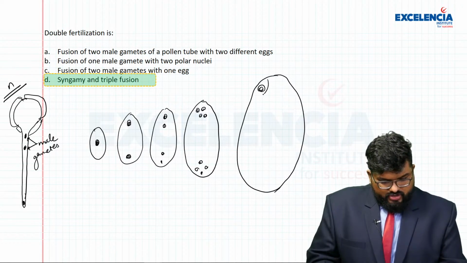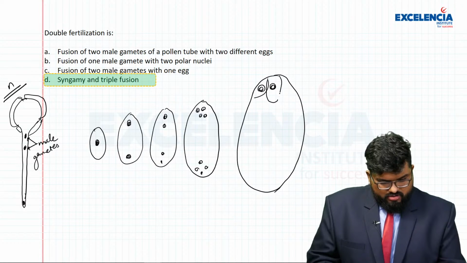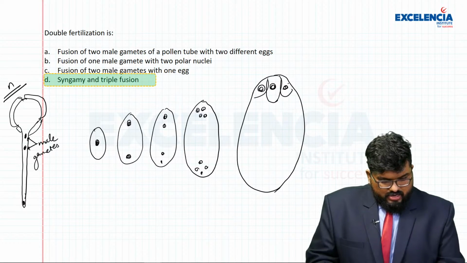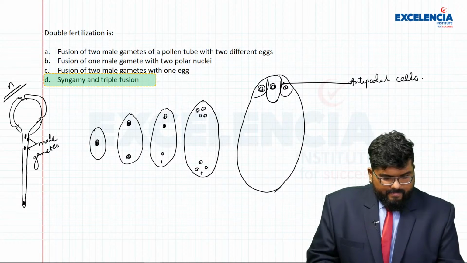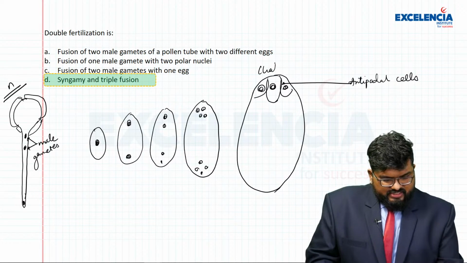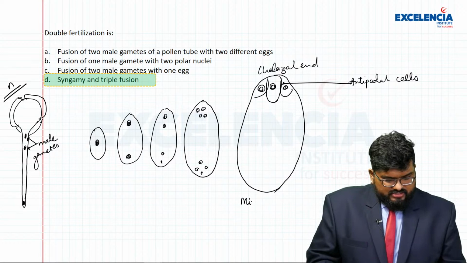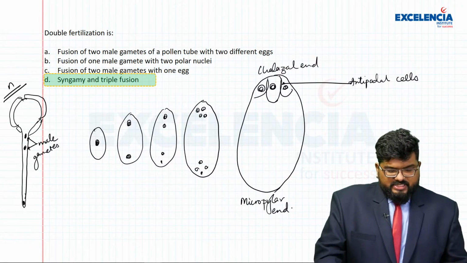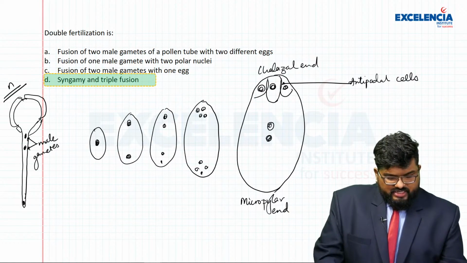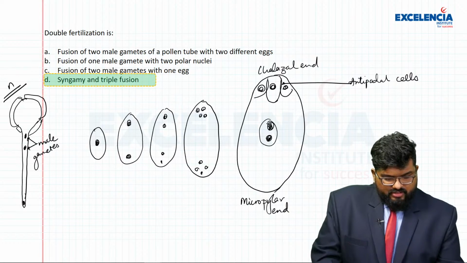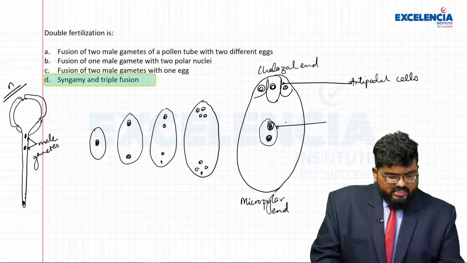Okay, so here we have antipodal cells, this is the chalazal end, and here is the micropylar end. Those are the antipodal cells. The nuclei which have migrated to the center are the polar nuclei. They form the secondary nucleus.